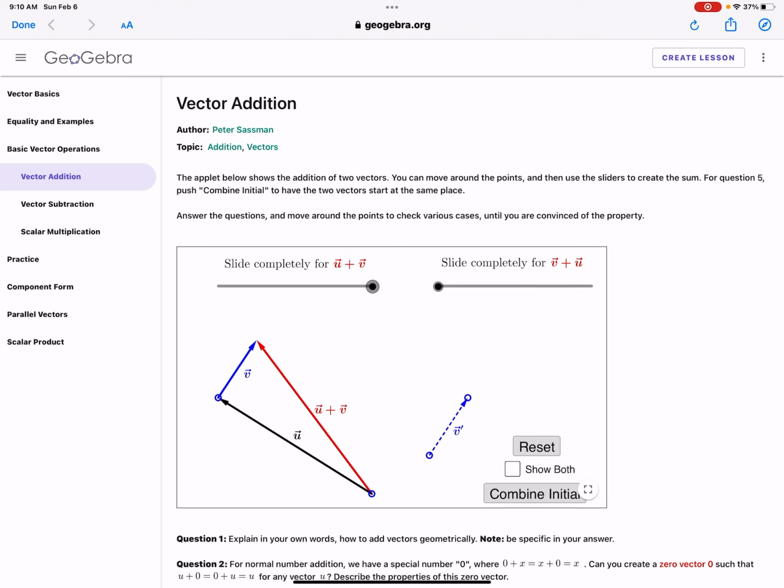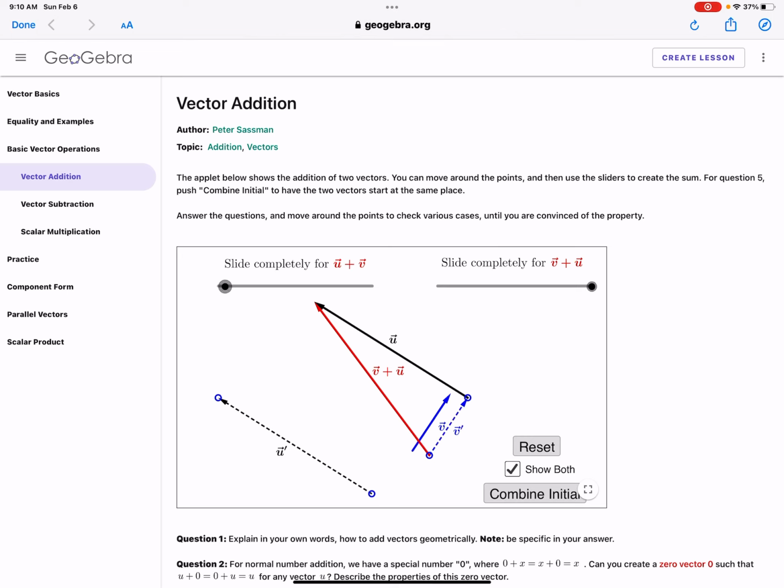Now, if we want to find the sum v plus u, so we're adding u to v, it means that we're adding vector u, or we're placing the tail of u onto the head of v. So this is how you place them. And if you continue this, you can see the sum u plus v. And as you can see, I'm going to show both of them. v plus u and u plus v are exactly the same.